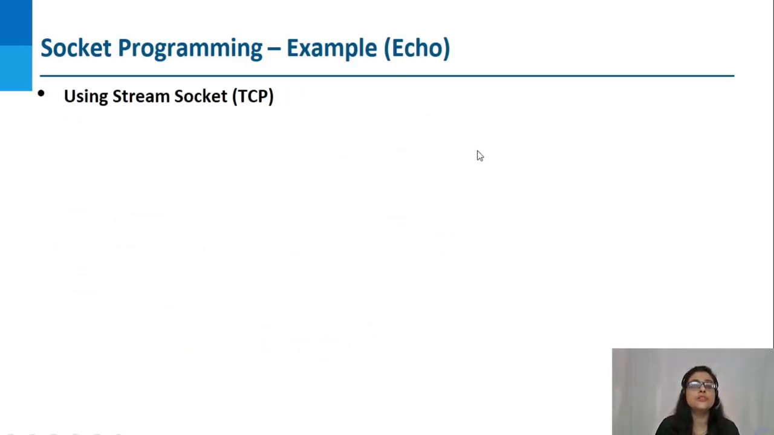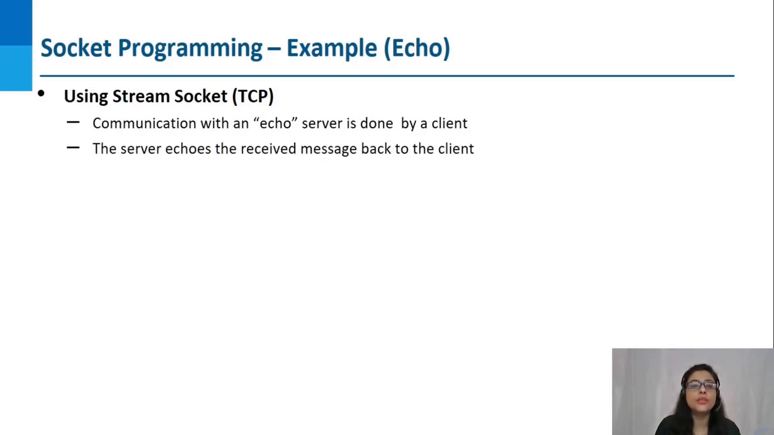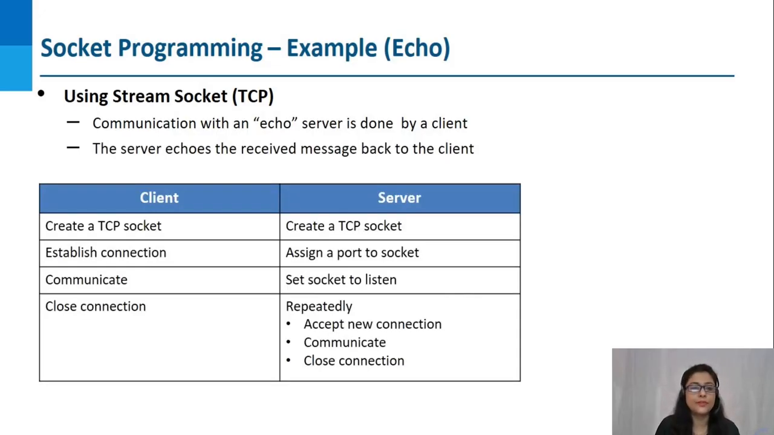Now this is using the stream socket or the TCP. Again, we are using the echo server. So the client will initiate the communication and the server will echo back the received message to the client. So what will happen here? The client will create a TCP socket. The server will also create a TCP socket.